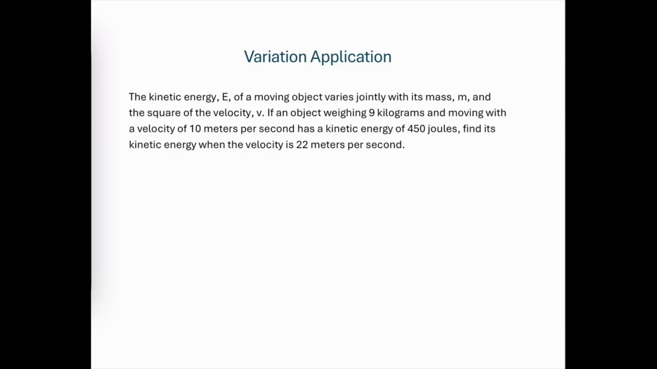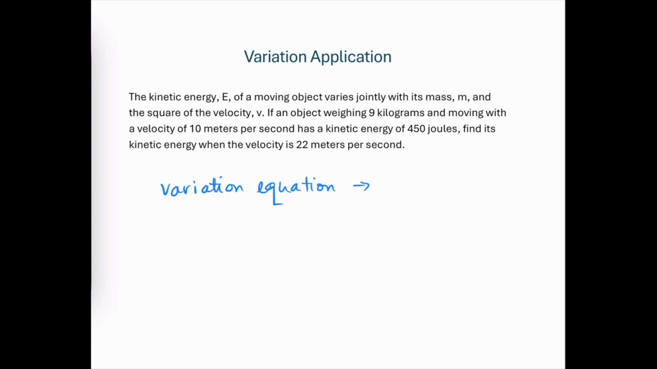The kinetic energy E of a moving object varies jointly with its mass m and the square of the velocity v. If an object weighing 9 kilograms and moving at a velocity of 10 meters per second has a kinetic energy of 450 joules, find its kinetic energy when the velocity is 22 meters per second.